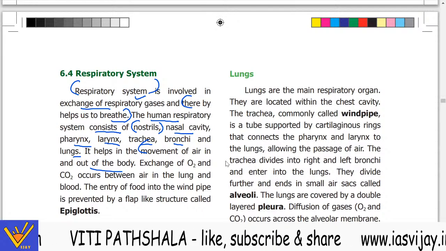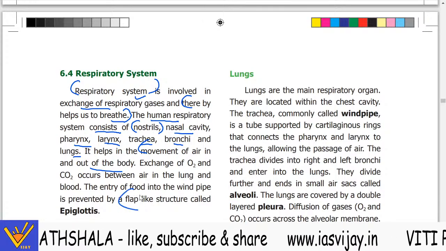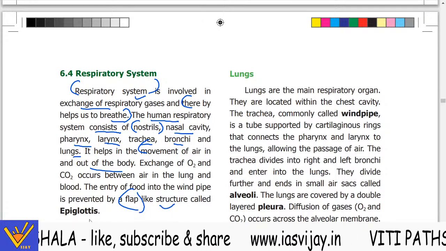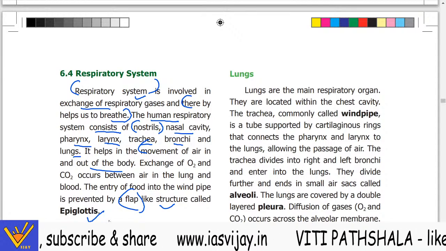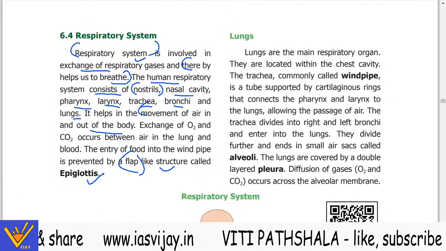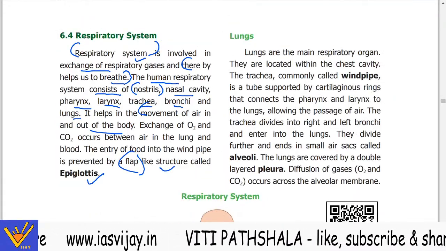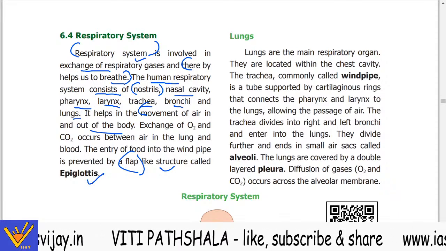Now the entry of the food into the windpipe is prevented by the flap-like structure which is called the epiglottis. Now the lungs are the main respiratory organ. They are located within the chest cavity.